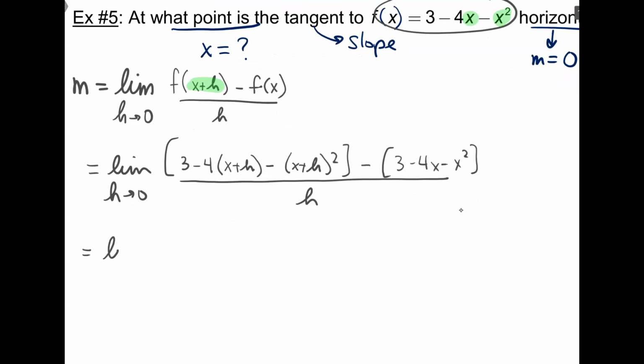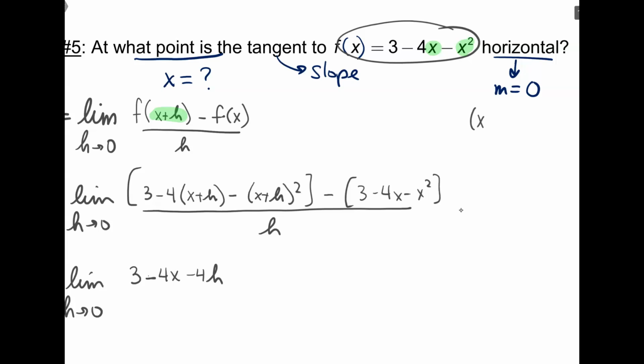Okay, so let me just rewrite it. So 3 minus 4x minus 4h. Let's see, x plus h squared. Do we remember? Exactly. Don't fall to the shortcut of x squared plus h squared. No. This is a binomial. You must FOIL it out. x squared plus xh plus xh plus h squared.